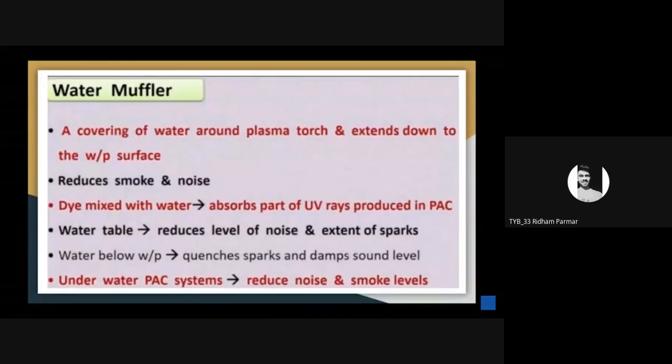Water constriction helps in reducing smoke, enhancing the nozzle life, and limiting formation of oxides on the cutting edge of the workpiece. In some systems, shielding gas or secondary gas or water is given a swirling motion.